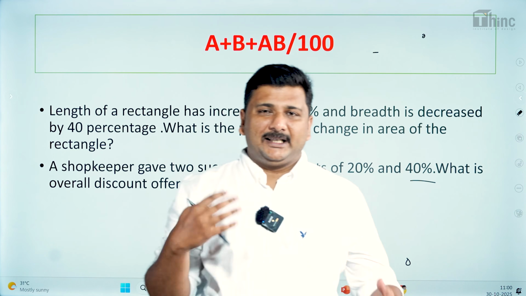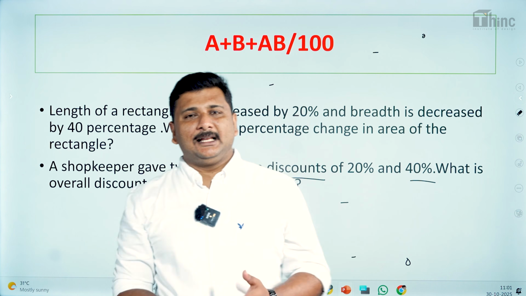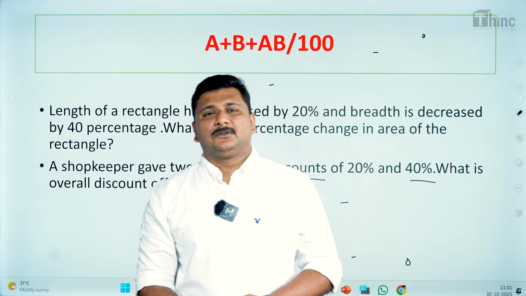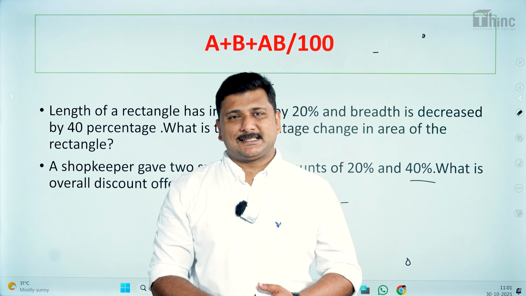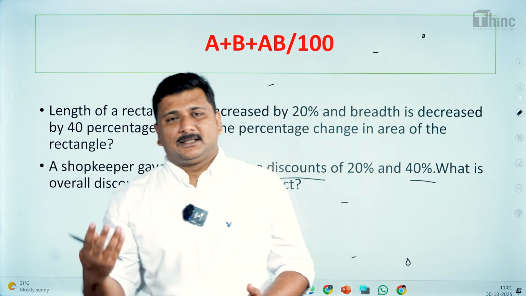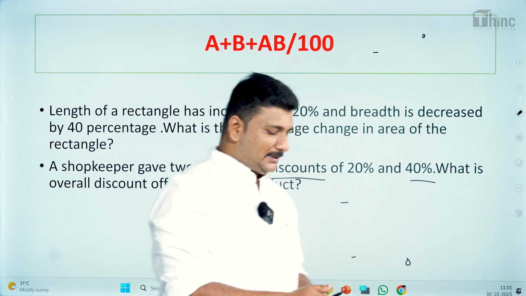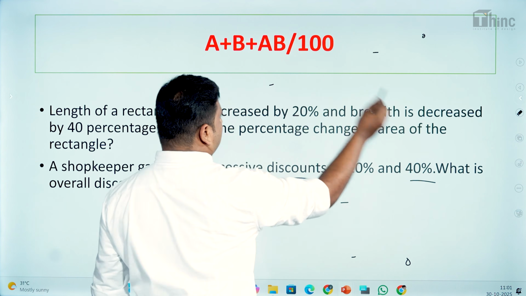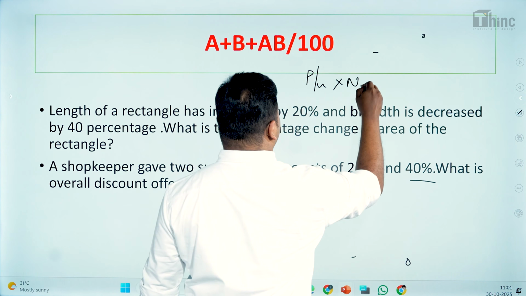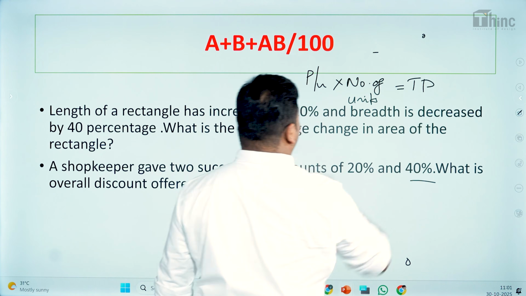So can you predict any day-to-day life situation where you're multiplying two numbers? Imagine you went to a shop, and the price of one pen is, let's say, 20 rupees. So what is the price of 10 pens? It's 20 into 10, which is 200, right? So price per unit into number of units gives us the total price.